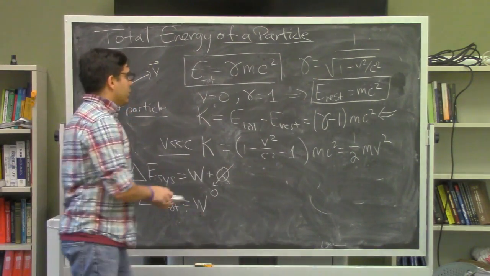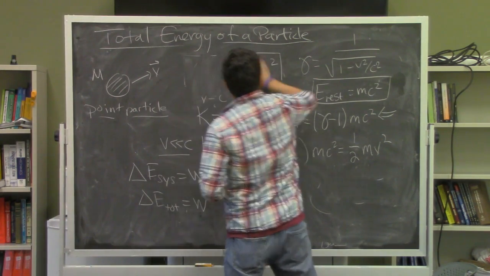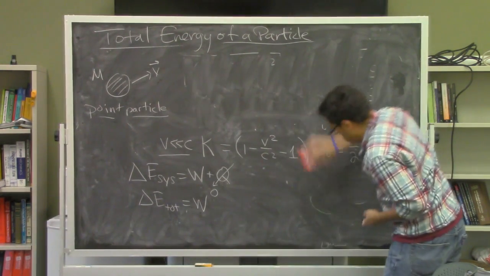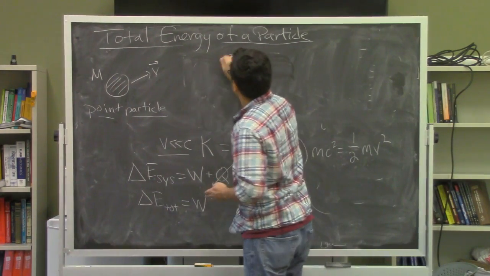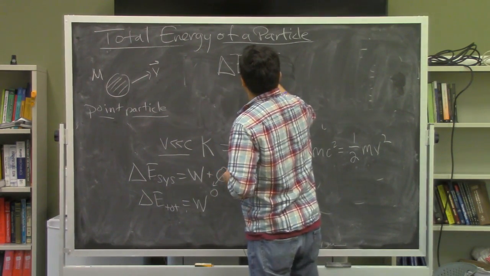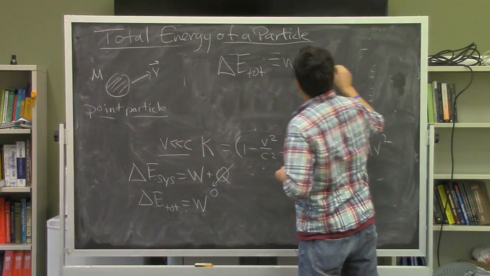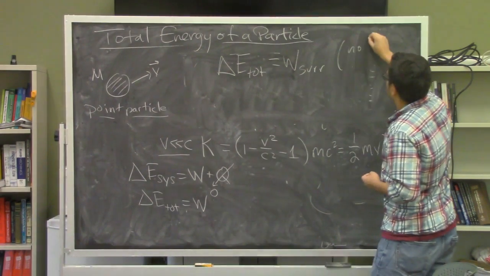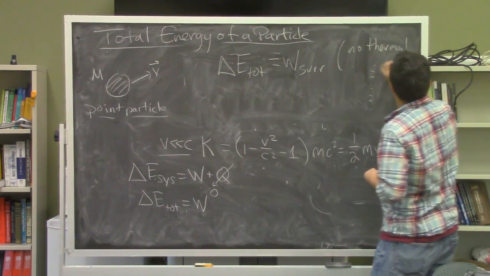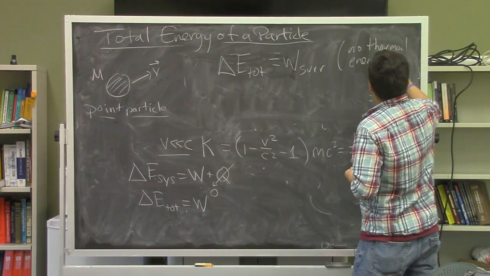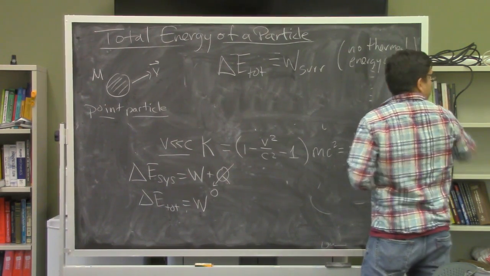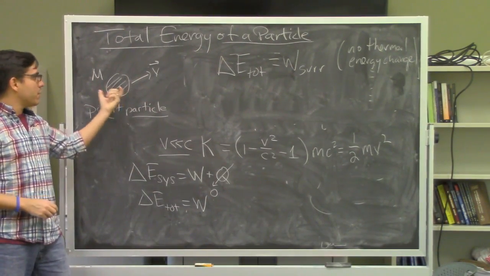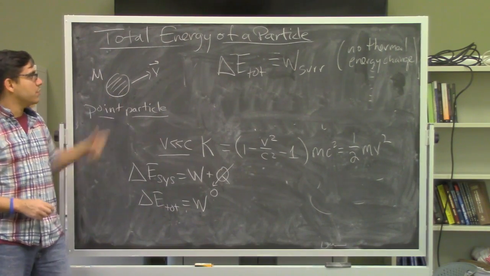I'm going to get rid of a little bit of this so we can talk a little bit more about this energy equation. I'll leave this part here. And so what we have is that the total energy change of a point particle, where we don't care about the thermal energy change, is equal to the work done by the surroundings. So again, no thermal energy change. This is really a point particle approximation, because for a point particle, we're just concerned about the translation. We don't care about any internal structure that it has.